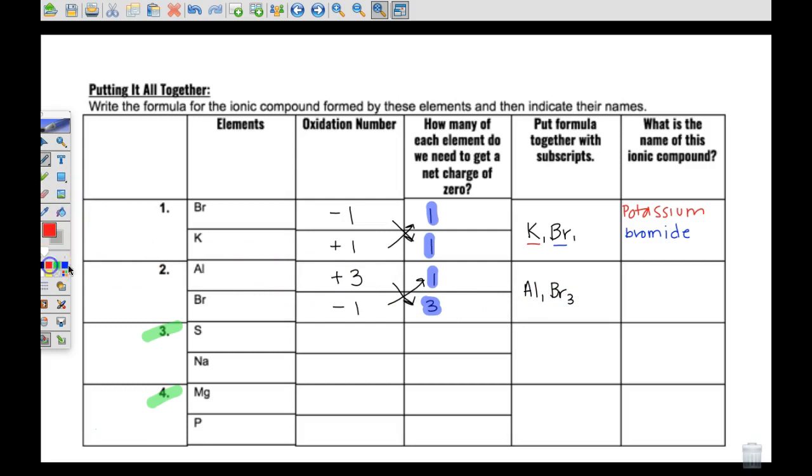In order to write the name, I'm going to take the full name of the first element, so aluminum. And just like in our previous example, it's not going to be bromine, but because it's second and it's our anion, we're going to end in IDE. Pause the video and take the time to complete 3 and 4 on your own, and we'll go over it in our next class.